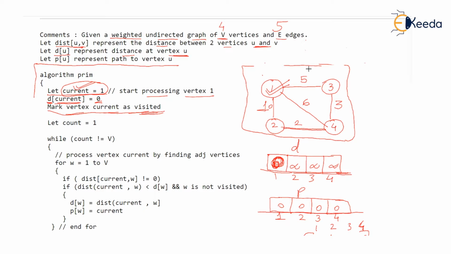Now the next step is we are using a counter. We are saying let count equal to 1. Now this count variable will tell us how many vertices have been already marked as visited. I repeat, count will tell us how many vertices are already marked as visited. And don't get surprised to see count as 1. It should not be 0, it should be 1, because we have already marked the first vertex as visited.